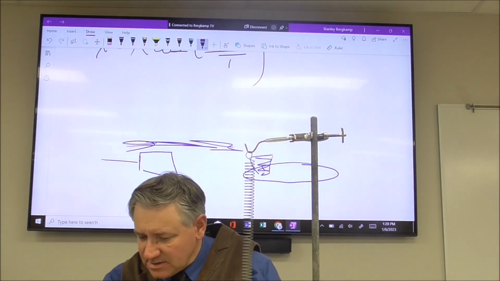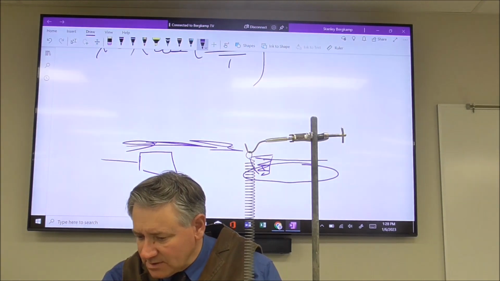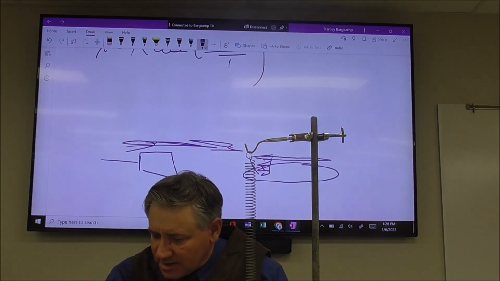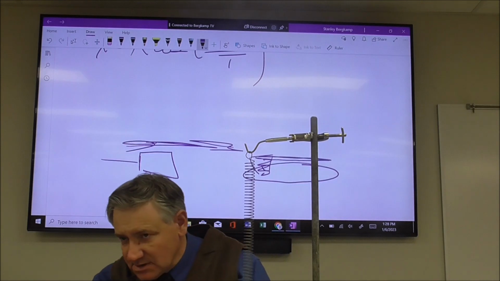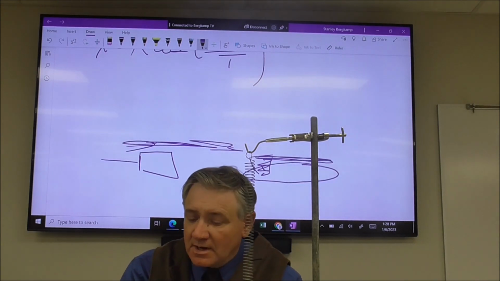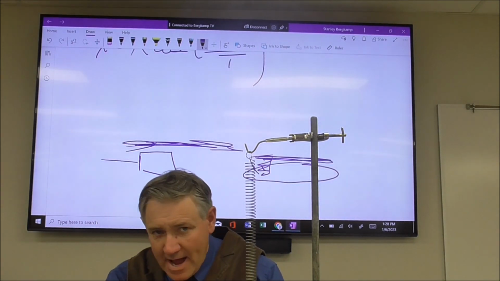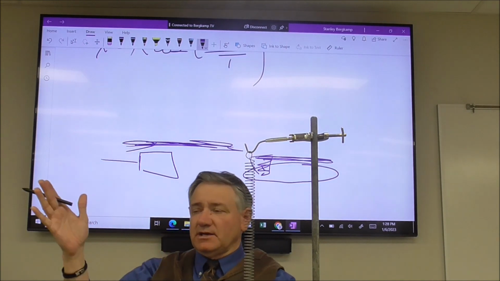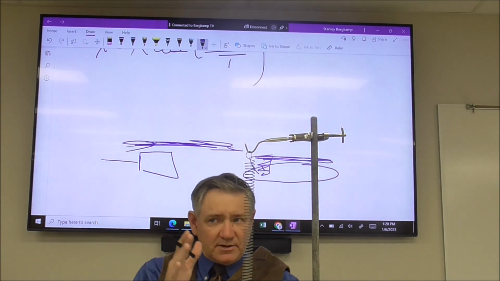So what you're going to see is that cup go to one side, and you're going to see it come back to the other. Go to one side and back to the other. Just like you would see that mass on that spring oscillate, go back and forth and back and forth.